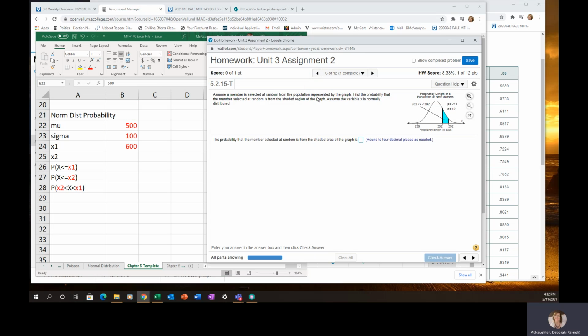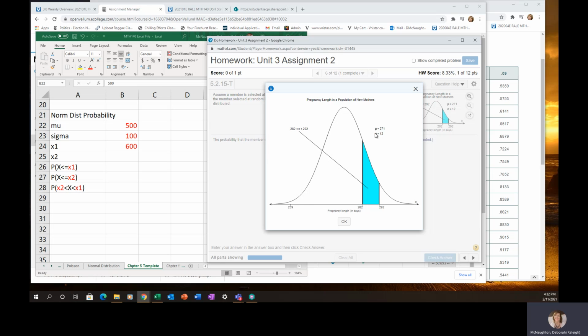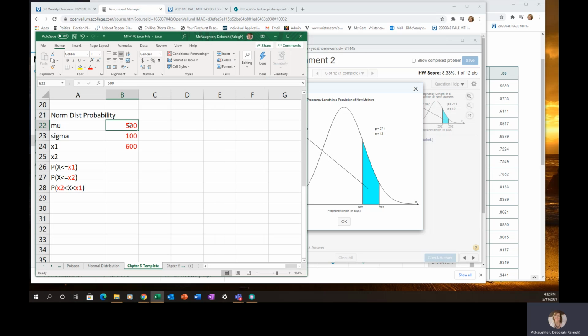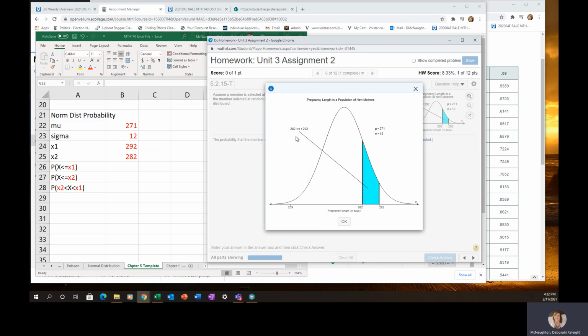All right. Assume a member is selected at random from the population represented by the graph. Find the probability that the member is in the shaded region. Assume X is normal. Let me pop this out just so I can see it better. It says that my mean is 271 and my standard deviation is 12, and my upper X value is 292, and my lower X value is 282. I want the probability I'm in between 282 and 292.